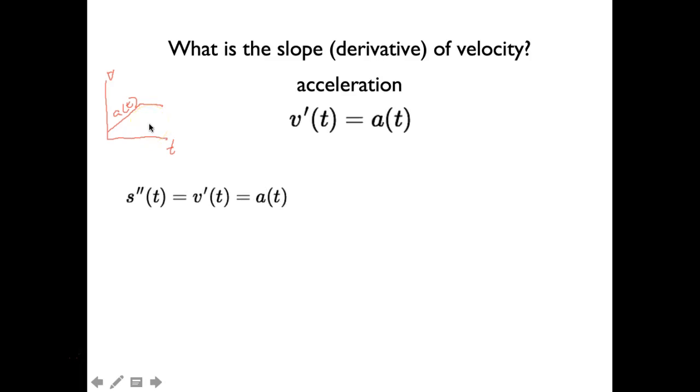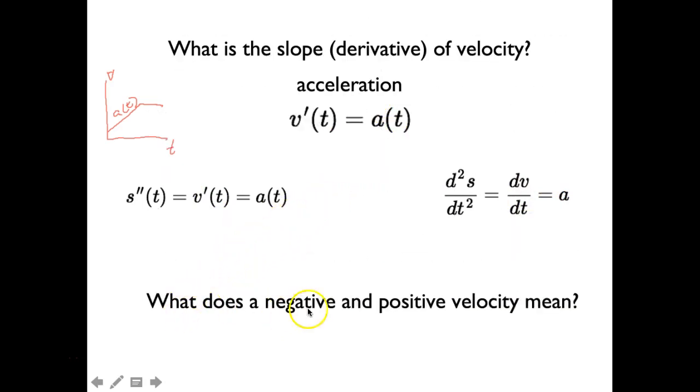There's a bunch of different ways we could write it, yeah? So the derivative of velocity is acceleration, or the second derivative of position is acceleration. The second derivative of position is the same as the derivative of velocity, which is acceleration, yeah? All these are saying the exact same thing.